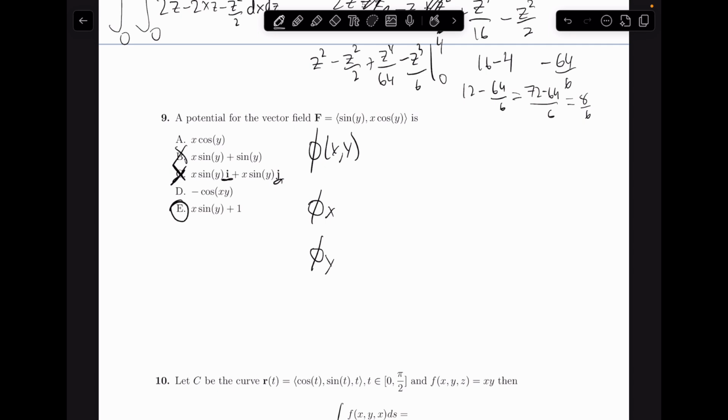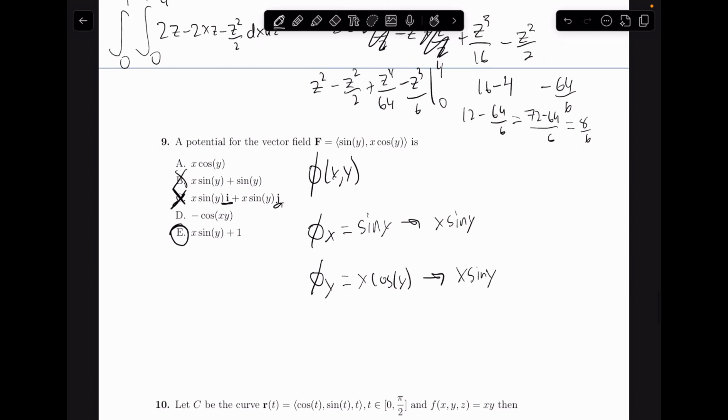And you could kind of integrate it out. So if the partial derivative of the potential with respect to x is sine y, we can integrate that with respect to x. We're going to get x sine y. And the partial with respect to y is x cosine y. So integrate that with respect to y now. We're going to get x sine y.